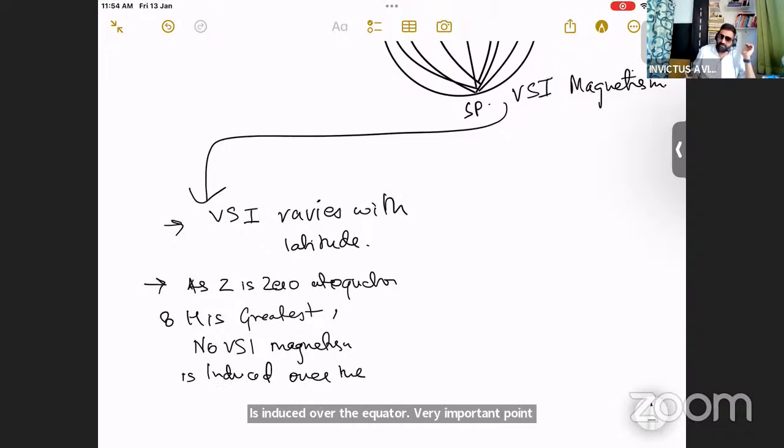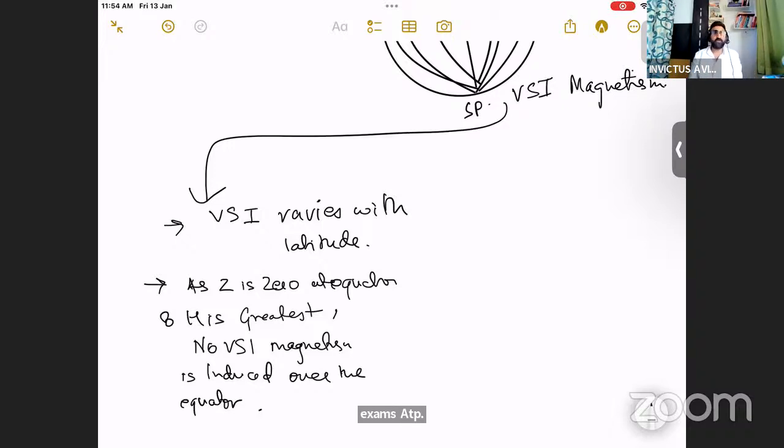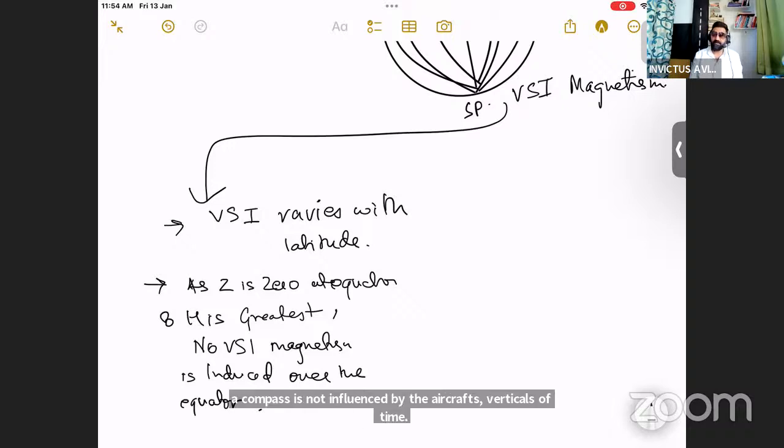You can be asked this question anywhere, anytime. Interviews, airline entrance exams, or maybe navigation exams, ATPL exams. That on the equator, there is no VSI. Why? Your compass is not influenced by the aircraft's vertical soft iron magnetism on the equator. Why? You will say because it doesn't exist only.